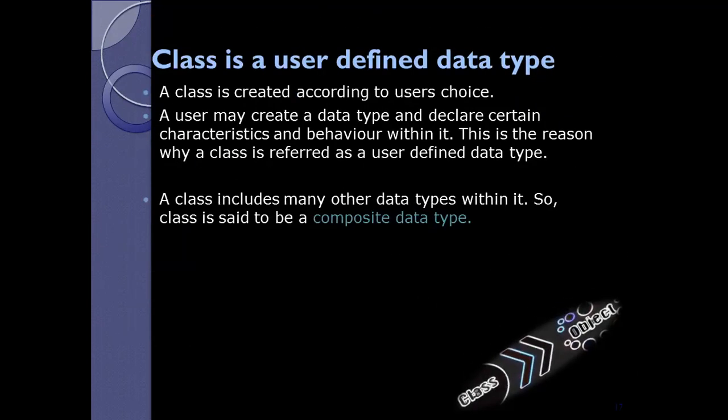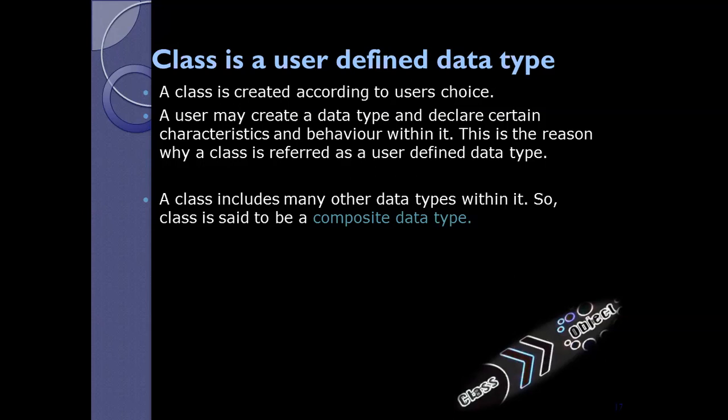Next, again an important question. Class is a user-defined data type. A class is created according to user's choice. The user may create a data type and declare certain characteristics and behavior within it. This is the reason why a class is referred to as a user-defined data type. A class is made according to user's choice, and so a class is known as a user-defined data type.